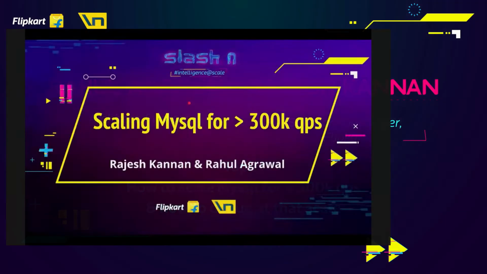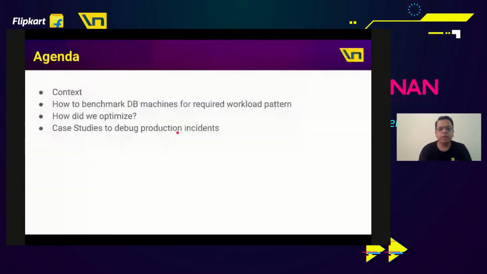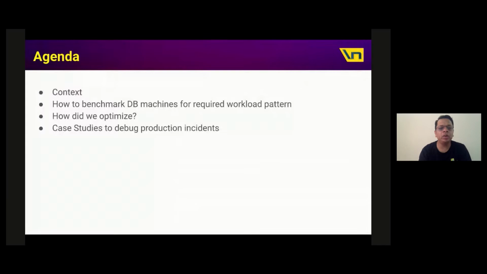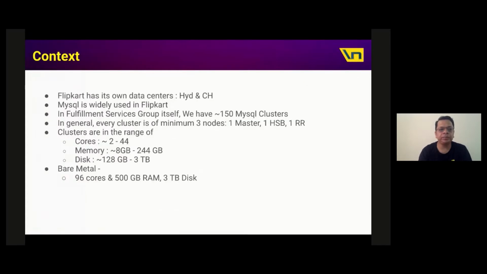So basically, in this talk, we are going to talk about two major parts. First part is going to focus on how do we benchmark our DBs and how do we optimize our DBs for the required load, which we are targeting here, 300K QPS. And then in the second part of the session, we are going to discuss the case studies where we will talk about how do we debug the issues at that kind of QPS.